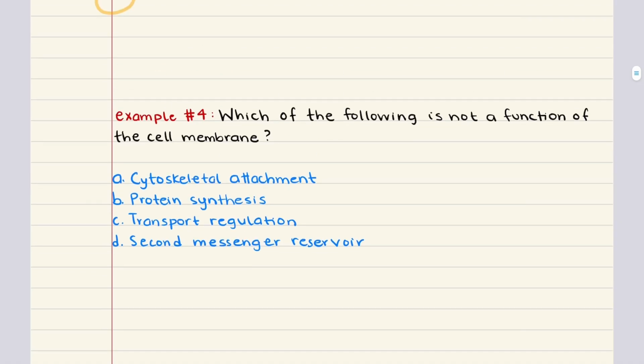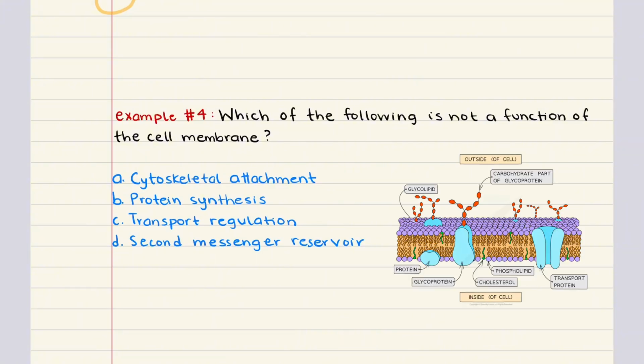Problem 4 says, which of the following is not a function of the cell membrane? A says cytoskeletal attachment, B says protein synthesis, C says transport regulation, and D says second messenger reservoir. Now let's think through the main functions of the cell membrane.